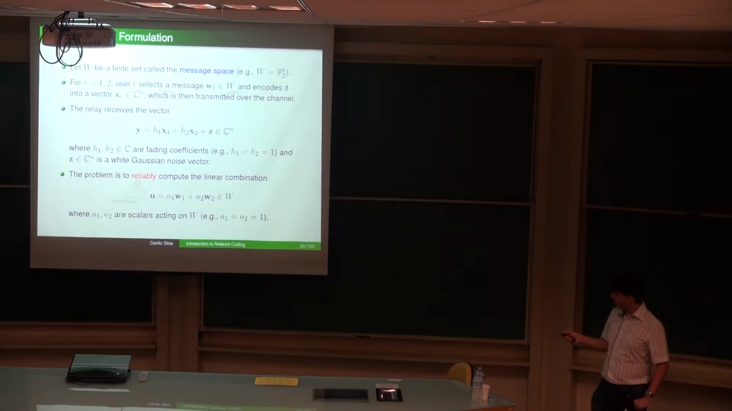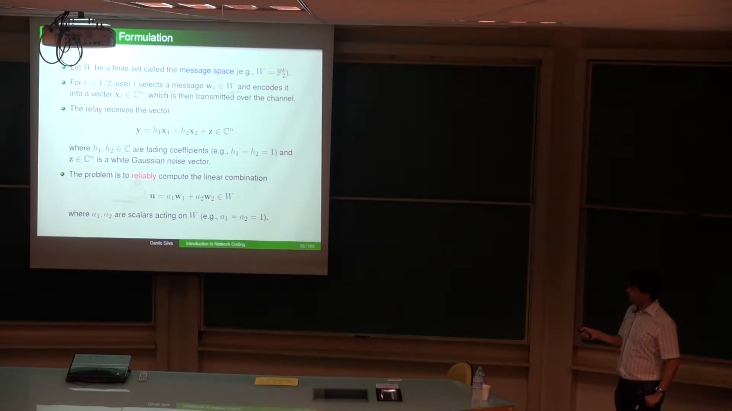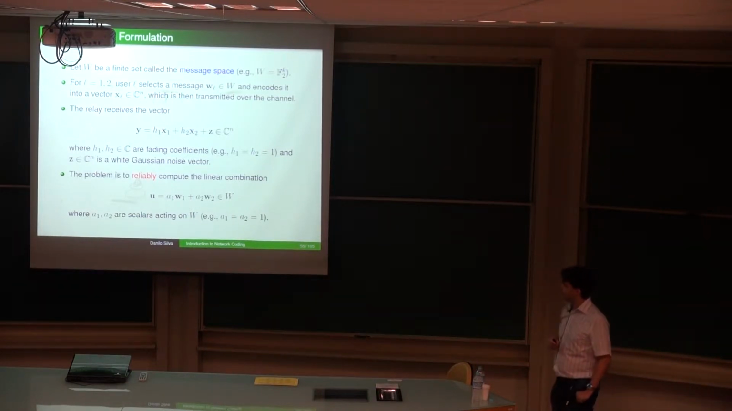So then the relay will receive the summation, right? The scaled summation of these vectors plus noise. So that's the vector z. So the sum of vectors is scaled by some fading coefficients h1 and h2, and z is also a noise vector. Okay? And then the problem is, so this is a summation over complex numbers, right?